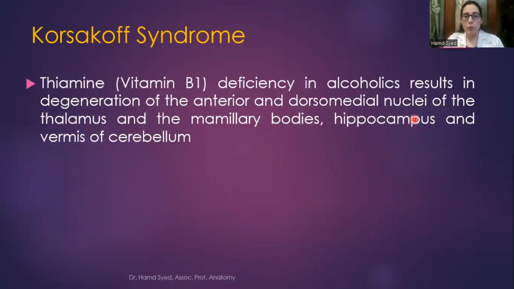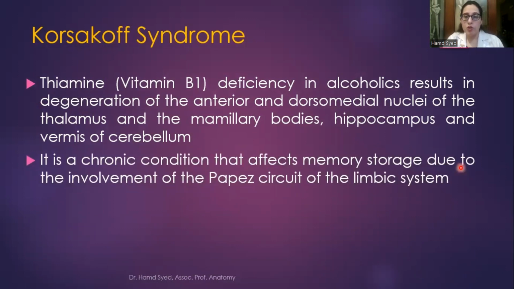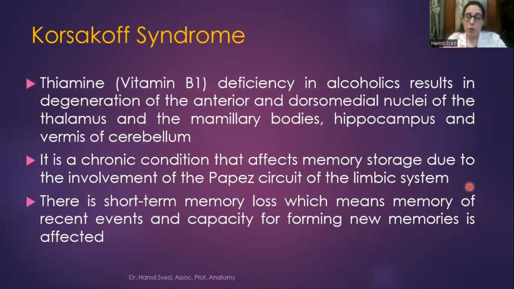Now, Korsakoff syndrome is a syndrome which occurs in thiamine deficiency in alcoholics, and it leads to degeneration of the anterior and dorsomedial nuclei of the thalamus and the mammillary bodies, the hippocampus, and the vermis of the cerebellum. It's a chronic condition. It affects memory storage due to the involvement of the Papez circuit of the limbic system. The type of memory loss is a short-term memory loss, which means that there is going to be difficulty in creating new memories and the memory of recent events will be lost.